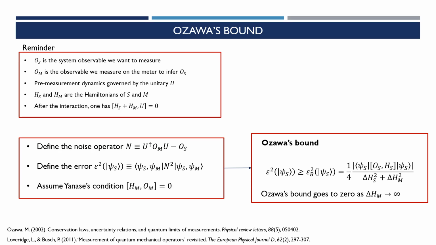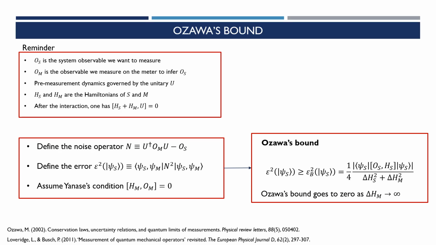So the error on the state psi s is always higher than the bound on the state psi s, which has this form. It depends on the commutator between the observable you want to measure and the Hamiltonian of the system, on the initial state, and on the energy dispersions of the system and the meter. So here we basically recover, in some sense, what Wigner derived. When the energy of the meter becomes very large, this bound becomes basically 0, and therefore you can have a perfect discrimination and also a perfect measurement.